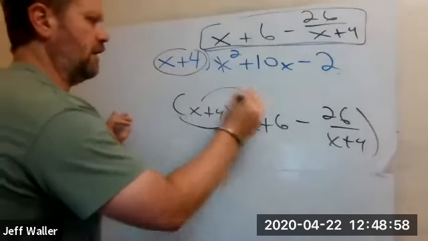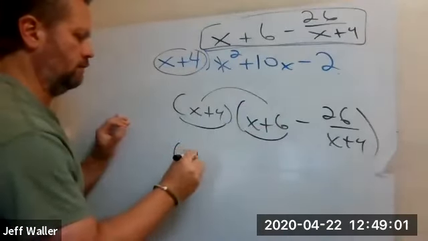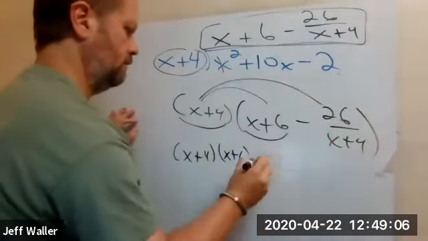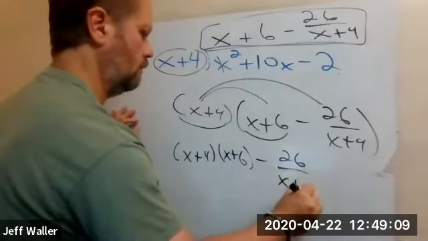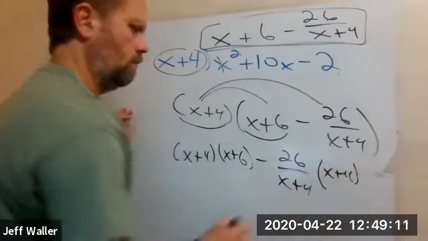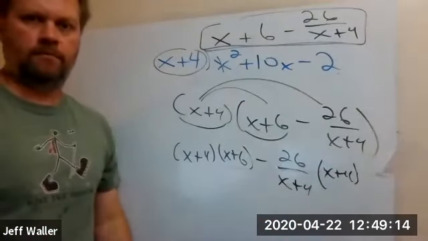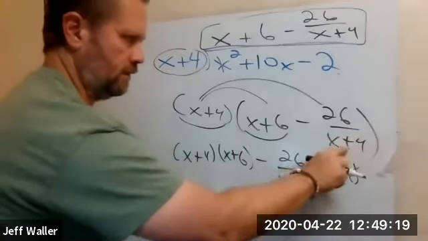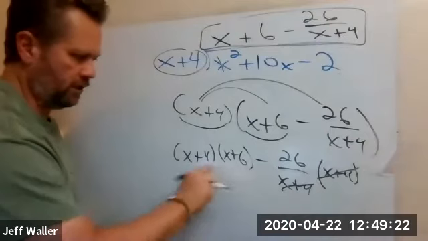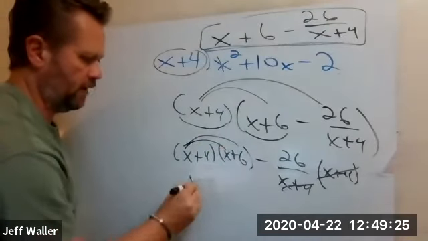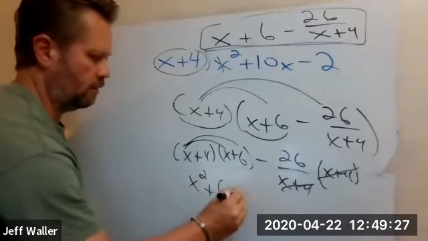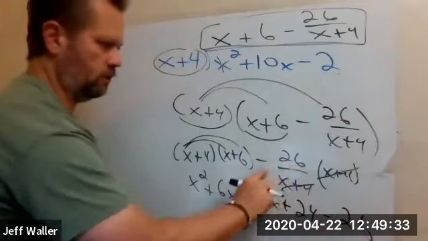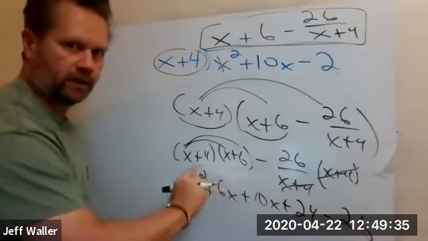x plus 4 times x plus 6. Let me put that right here. And then x plus 4 times this. So look over here, these cancel, right? x plus 4 times this, these cancel. And this one is just a FOIL problem, right? Even though I hate FOIL, but too bad. So there's the minus 26 here, and that's what I get from foiling there.